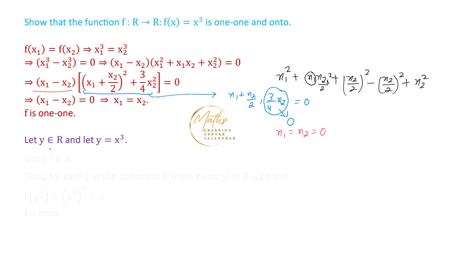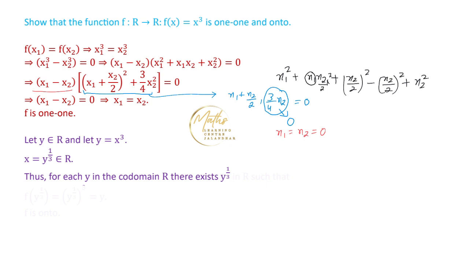We have to prove that this y has a pre-image in R. So we can write from this that x is equal to y raised to the power 1 by 3, and this will also belong to R because it is a cube. So what we have proved over here is that for every y in the codomain R, there exists y raised to the power 1 by 3, that is the cube root of y.